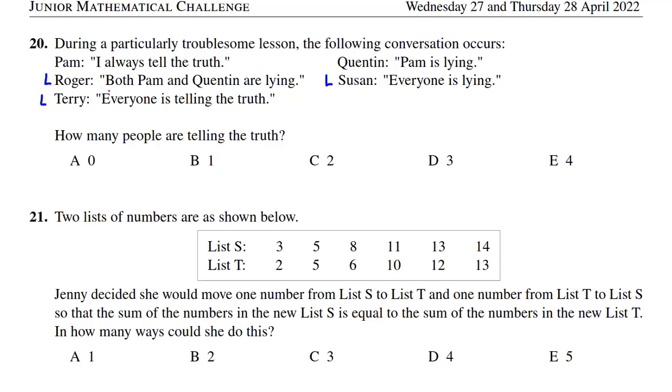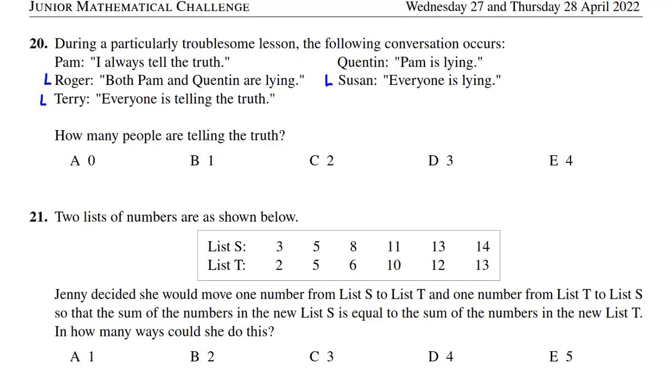Because Roger is a liar, one of Pam and Quentin tells the truth, and the other lies. If Quentin is a liar, we reach a contradiction. Why? Because he says Pam is lying. Let's consider Pam and Quentin here, because both of them cannot tell the truth. And both of them cannot be liars. Why? Because then Quentin says Pam is lying, he tells the truth, and that's a contradiction because he's a liar. So one of them is a liar, one of them is a truth teller.